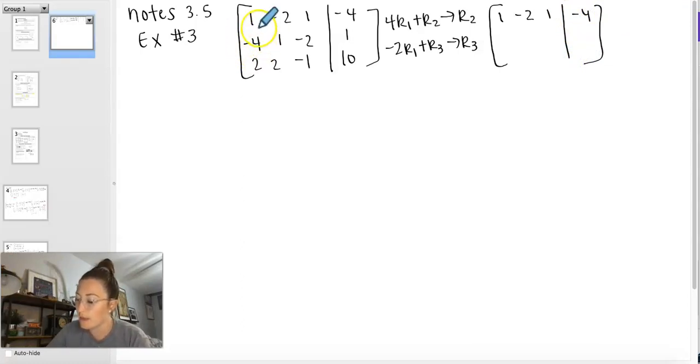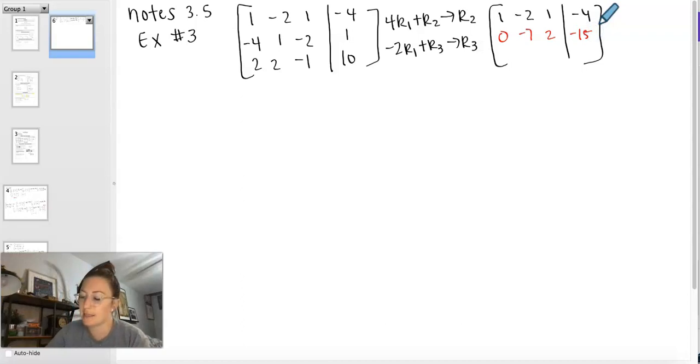Okay, so for this one, I'm going to get 4 plus negative 4 is 0. This guy is going to give me a negative 8 plus 1 is negative 7. This will give me a 4 minus 2 is 2. And this guy right here will give me a negative 16, so that's going to give me a negative 15.